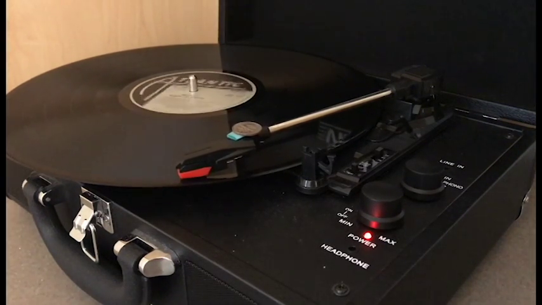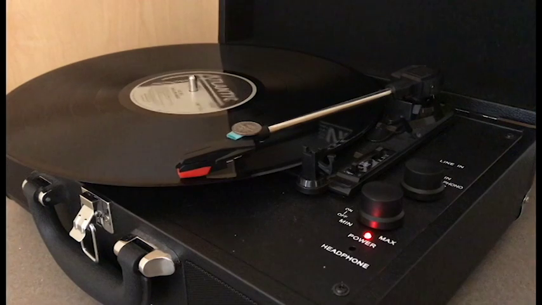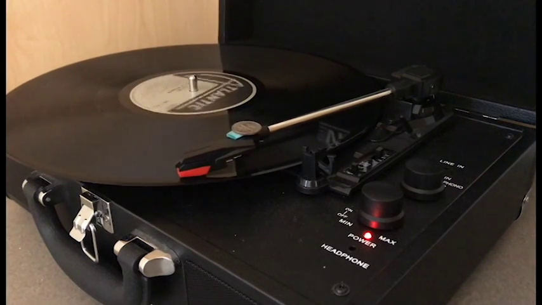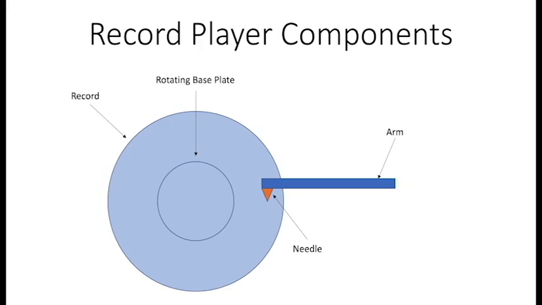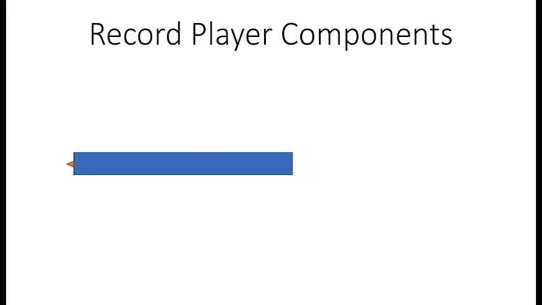The record player has four main components: the needle, the arm, a rotating base, and speakers. Here's a simplified schematic of the record player arm, needle, base assembly. The record player works by converting the small movements of the arm and the record grooves into electrical signals. Let's take a closer look at the arm assembly.